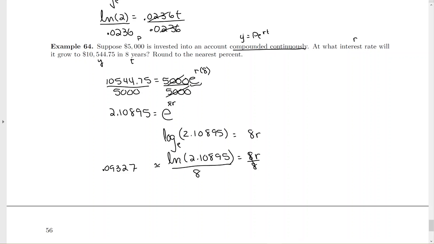But as a percent, I'm going to move the decimal over 2 places. So that's 9.327, and a bunch of other digits. They want it rounded to the nearest percent. So 9.3, that 3 isn't big enough to bump it up, so 9% is our answer to the nearest percent.